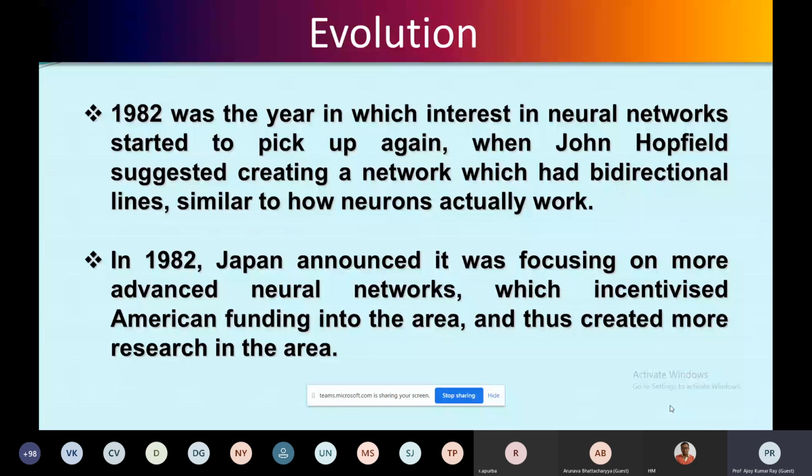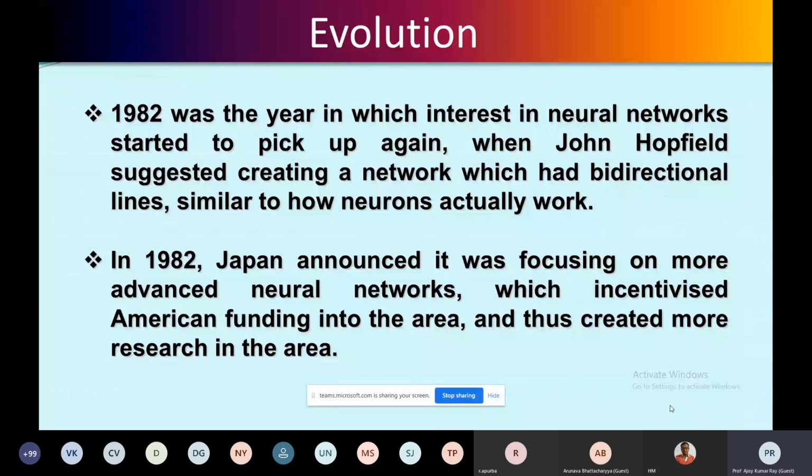A lot of work is now going on in these areas, especially in the United States and some parts of Europe. So in 1982, Japan said that they would be focusing on more advanced neural networks. And that again had an effect, because America needs some kind of a trigger.